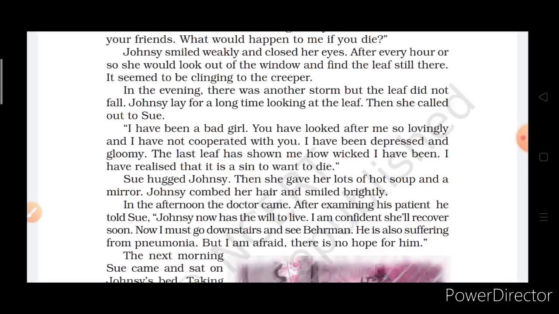"Now I must go downstairs and see Beggarman. He is also suffering from pneumonia, but I am afraid there is no hope for him." Shoo hugs Johnsy for having the will to live.